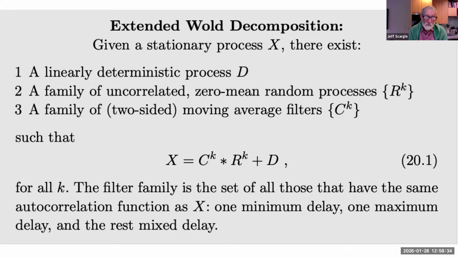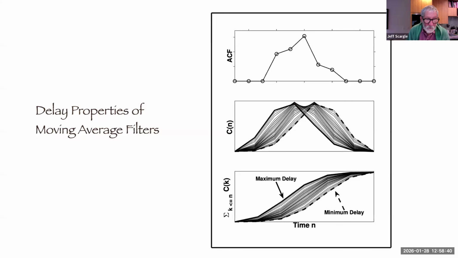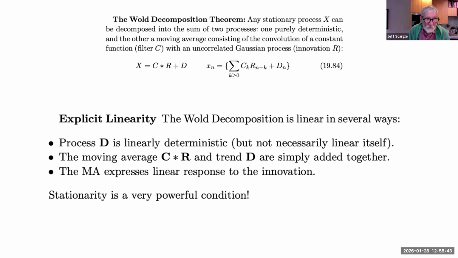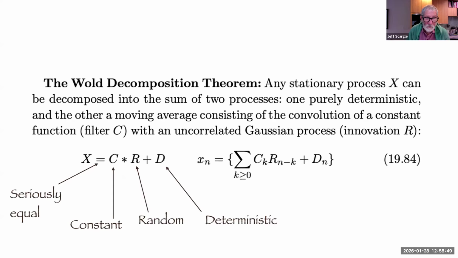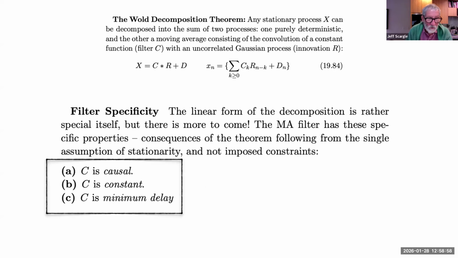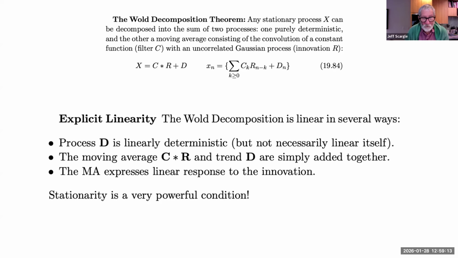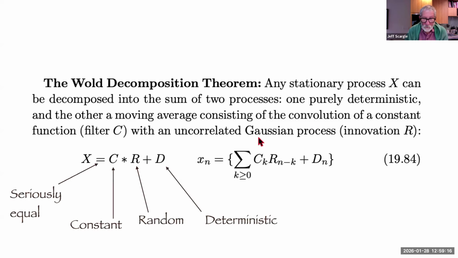So here's an extended Wold decomposition that shows, to me, the puzzle posed by how special this decomposition is. Not only is it linear, in the sense that I stress, among all possible things you could imagine, but the filter has this very specific behavior, and also, though I don't talk about it here, the innovation is normal Gaussian, unit normal, an uncorrelated Gaussian process.